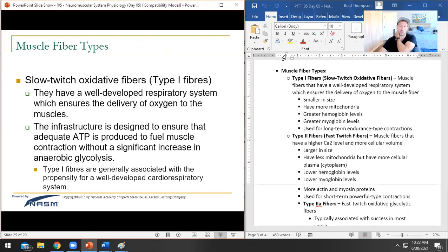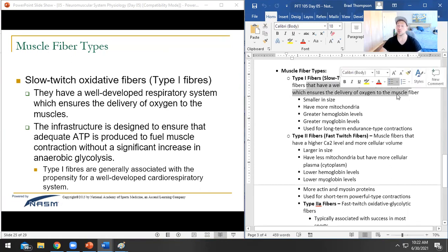Type 1 fibers are what we refer to as slow twitch oxidative fibers. Slow twitch meaning that they don't create a lot of forceful contractions. They contract, but they're not used for maximal lifting. And oxidative fibers, meaning they get lots of oxygen delivery. So they're really good at working consistently because they have lots of mitochondria to spit out energy all the time. These are muscle fibers that have a very well-developed respiratory system. And again, we're not talking about the lungs in this case, we're talking about cellular respiration, which ensures the delivery of oxygen to the muscle fiber.